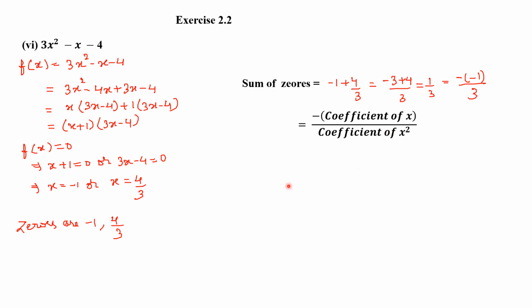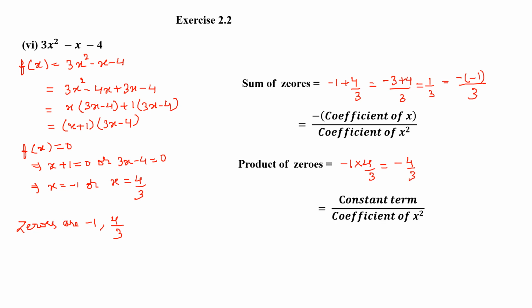Now let's find the product of zeros. So product of zeros will be minus 1 into 4 by 3, which will give me minus 4 by 3. And minus 4 is the constant term and 3 is the coefficient of x square. So this is the relation which I have verified, isn't it? So this is question number 1. Now we will do question number 2.